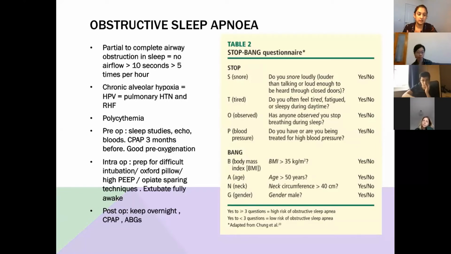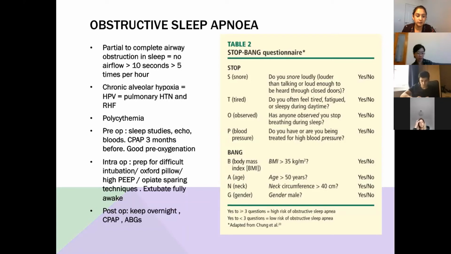So with these patients, clinically, preoperatively, hopefully they would have had sleep studies if they've already been diagnosed. Having an echo and having blood tests is useful. Most of these patients are on CPAP, and if it's an elective surgery, they should be on CPAP for at least 3 months before the operation. And you need to give these patients good pre-oxygenation. So you need to prepare for a difficult intubation because these patients have a thick neck, they have high BMI, maybe use the Oxford pillow, and have the McGrath ready because they probably will be a difficult intubation, and they're very difficult to ventilate as well using the mask.